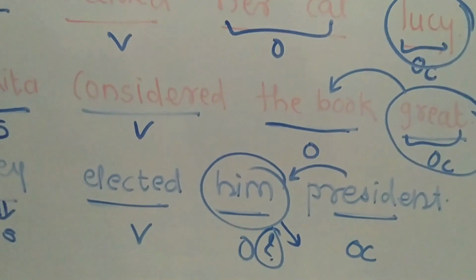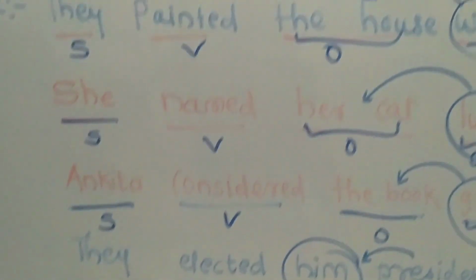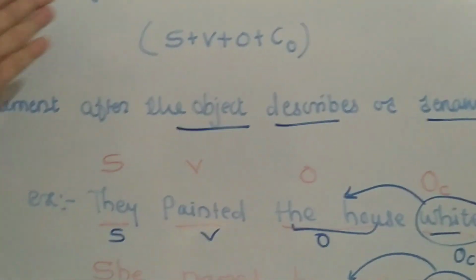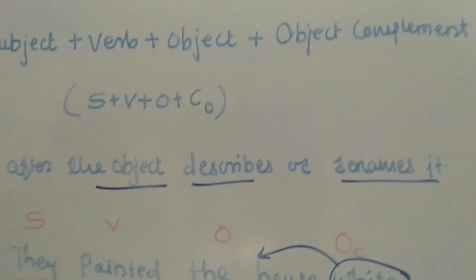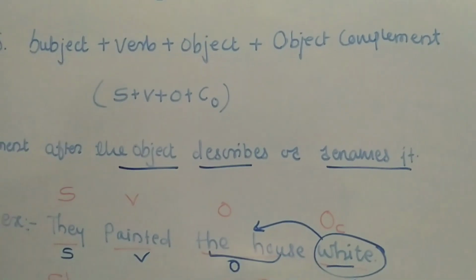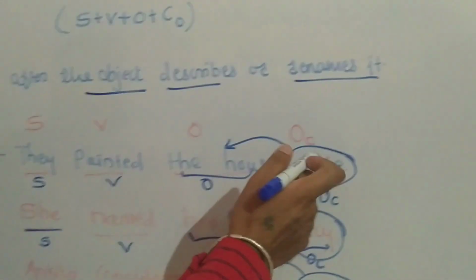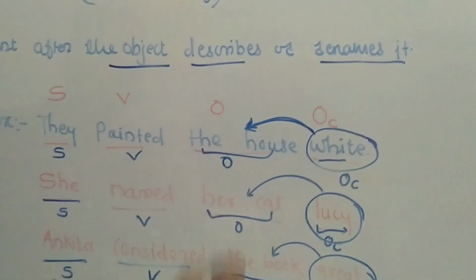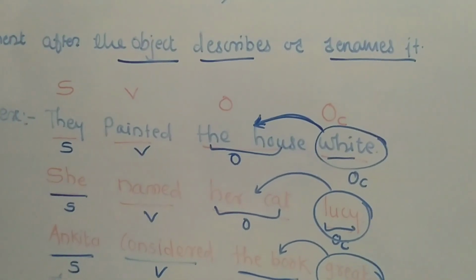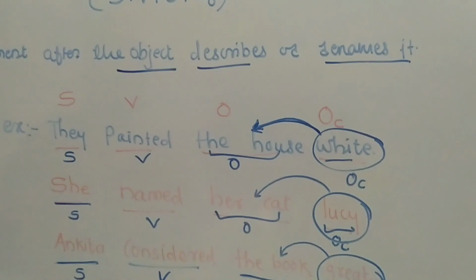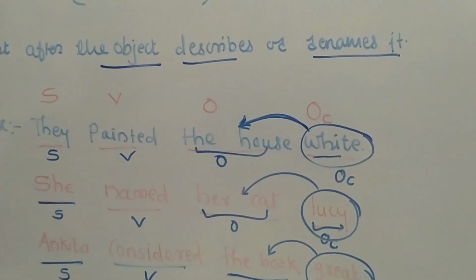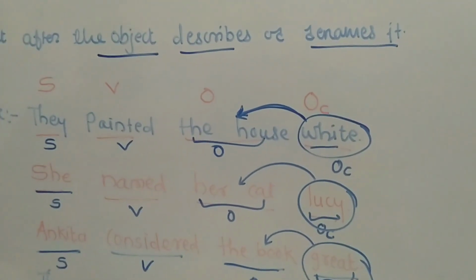Okay, so in this way we can find out the subject, verb, object, and object complement. Here the object complement describes the object. This is the main formula given about the complement.